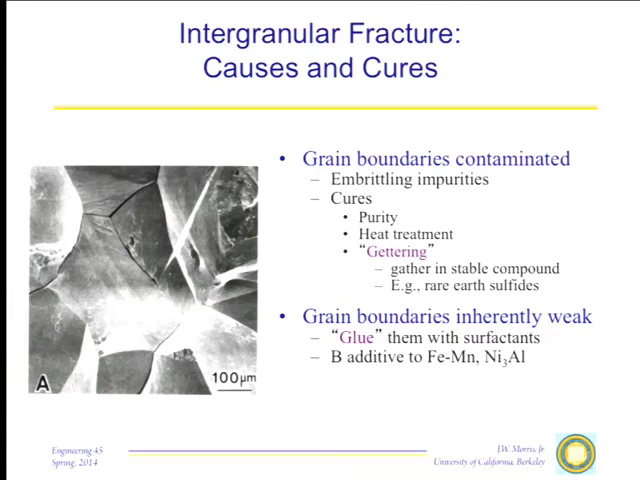For these kinds of materials, there are really 3 cures. What you've got to do is get this stuff out of the grain boundary. There are 3 ways of doing that. One is you can purify the steel. You can get the sulfur down to extremely low values. And that's actually done now in commercial steels.